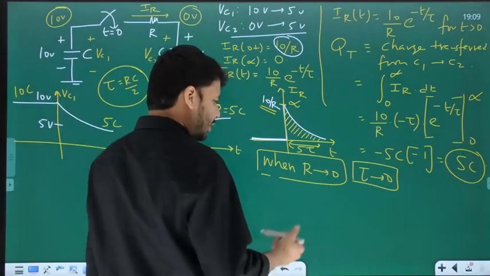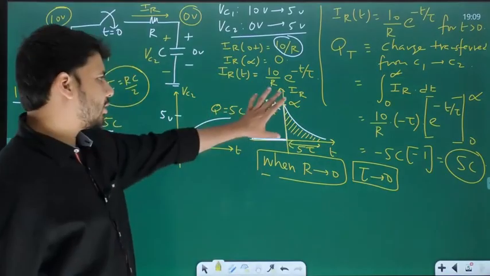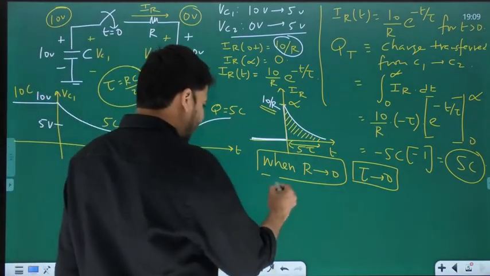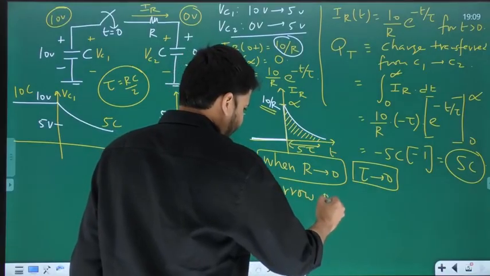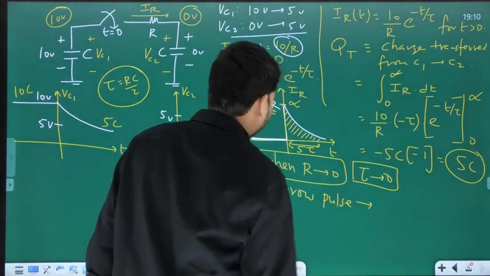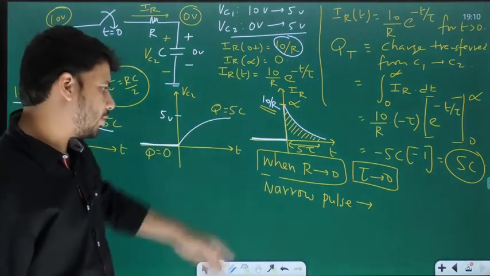Okay. Just for your convenience, I'll write it. So when R tends to 0, the waveform for IR tends to become a narrow pulse. And for this narrow pulse, the height, that is 10 by R, will tend to infinity.